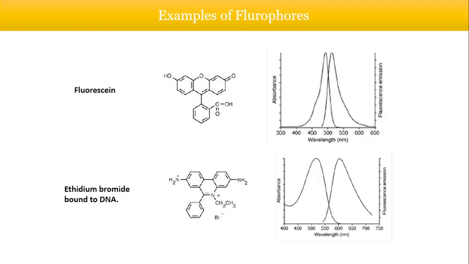Fluorescein has an absorbance at say 490 nanometer, and it fluoresces at around 520 to 525 nanometer, whereas ethidium bromide has an absorbance at say 520 nanometer, and it shows fluorescence at 620 nanometer. So these are a few examples of the fluorophores.